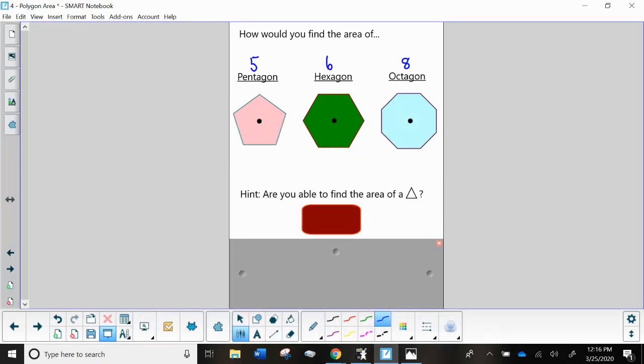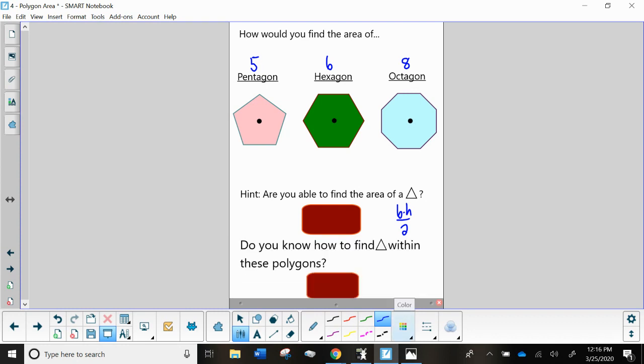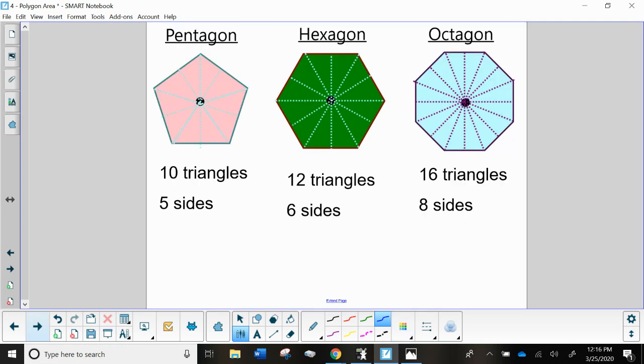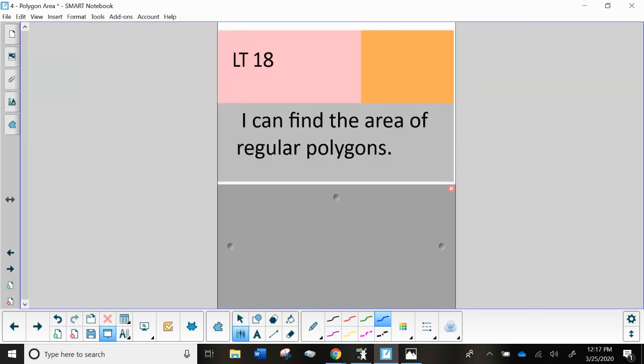But you do know how to find the area of a triangle. Your base times height divided by 2. And previously, we have split up different polygons into triangles, like this. I can split that up into those triangles, and if I find the area of one triangle, I can just multiply that by however many triangles there are. So that's the first way to find the area of a regular polygon. And just notice here, however many sides there are, there's twice as many triangles. That'll always be true. So let's actually go try one.